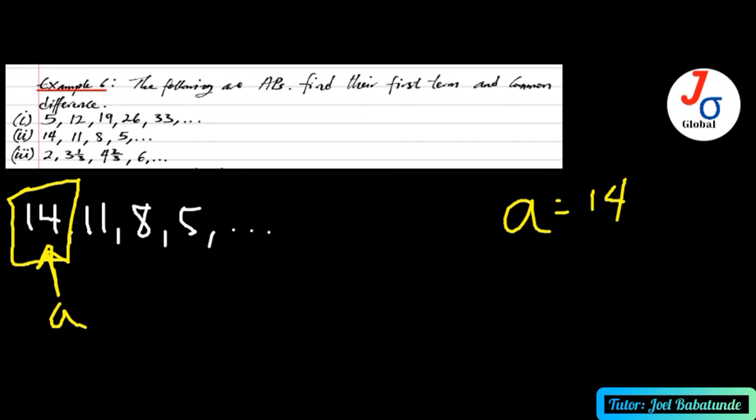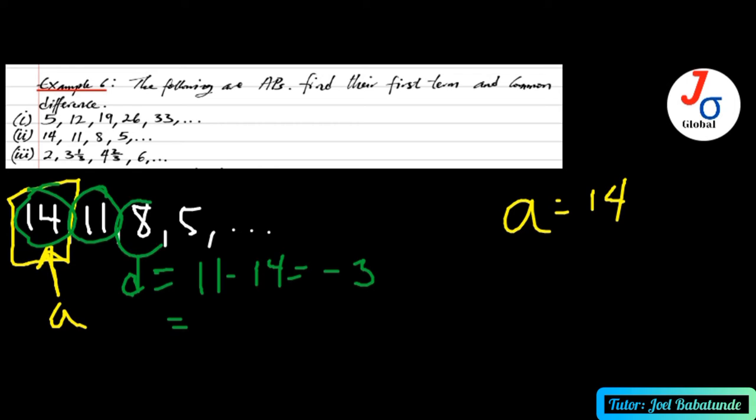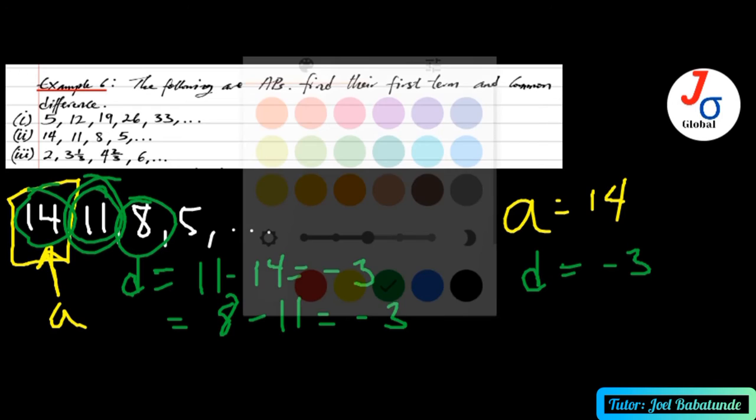All right, so what's our common difference? That would be D, which has to be 11 minus 14. 11 minus 14 is actually minus 3. Or we could also say it's the same as 8 minus 11, and 8 minus 11 is also minus 3. So it's the same. So you see our common difference is actually minus 3.